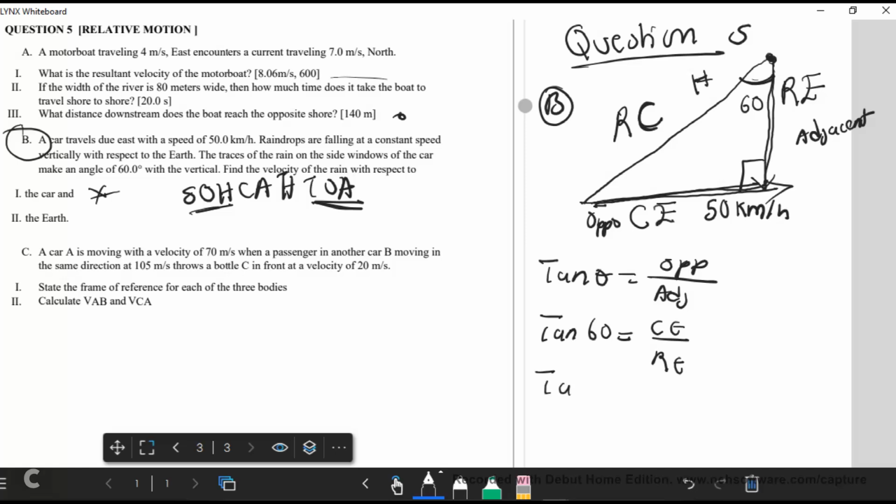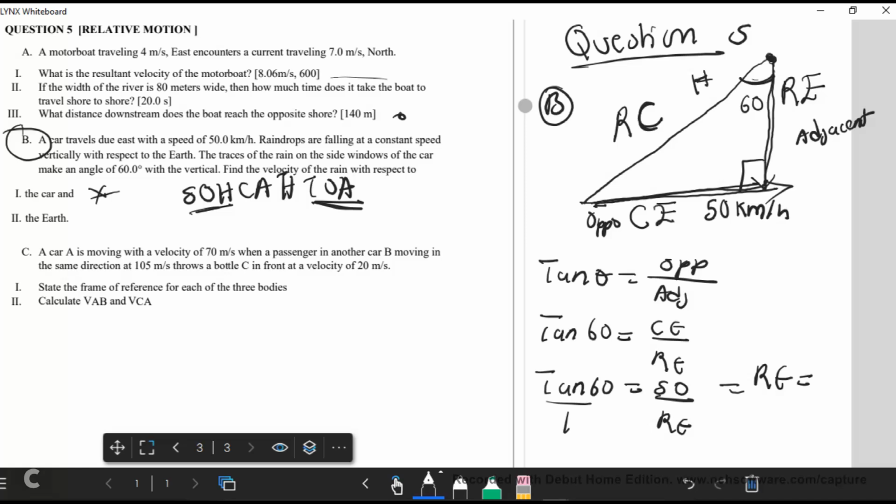Such that it will be tan 60 is equal to the car with respect to the earth, which is 50, over the rain with respect to the earth. Such that when you cross multiply, make RE the subject of the formula. Your answer is supposed to be 50 divided by tan 60.